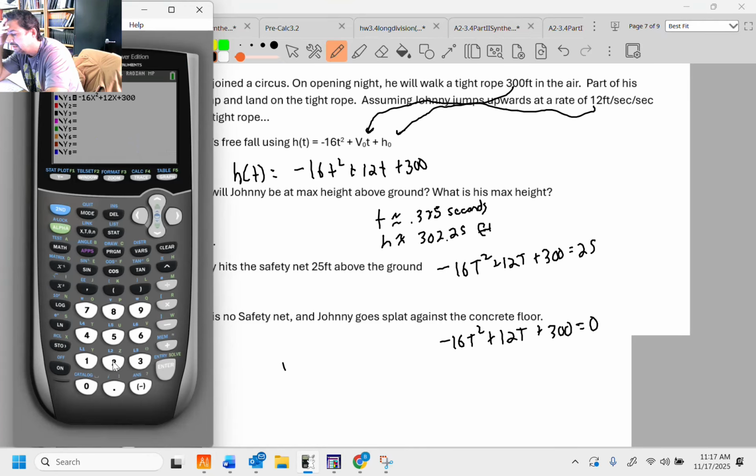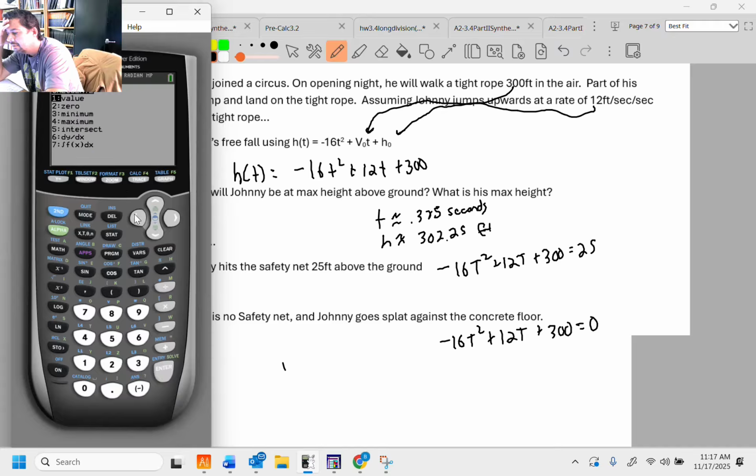We're going to put a 25 in Y2. Just going to hit the graph key because our window should be perfect. This answer over here, where time is negative, is your extraneous solution. I don't want it. We're going to hit second trace, maybe 5 for intersect. And I'm just going to take my little cursor and hit that right arrow until it gets close, and enter, enter, enter. 4.538 seconds.